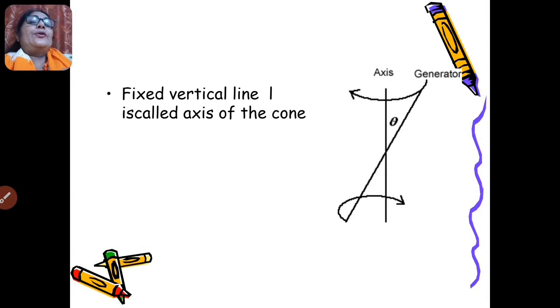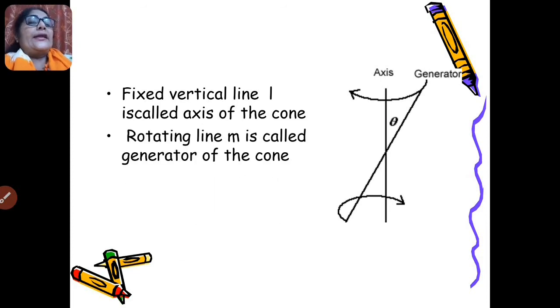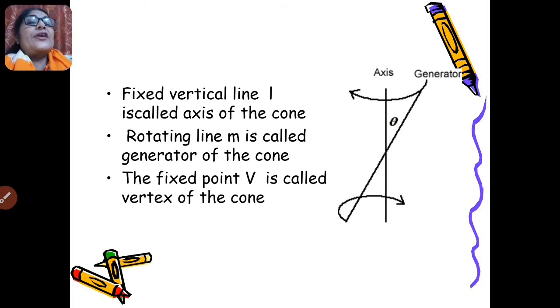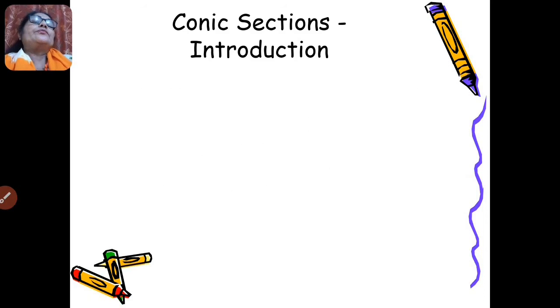Now, some terminology. The fixed vertical line L is called the axis of the cone. The rotating line M is called the generator of the cone. Why do we call it generator? Because it generates the cone. Now, the fixed point V is called the vertex of the cone.